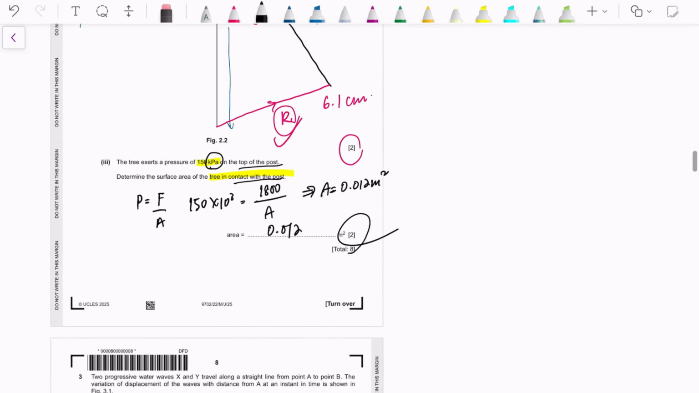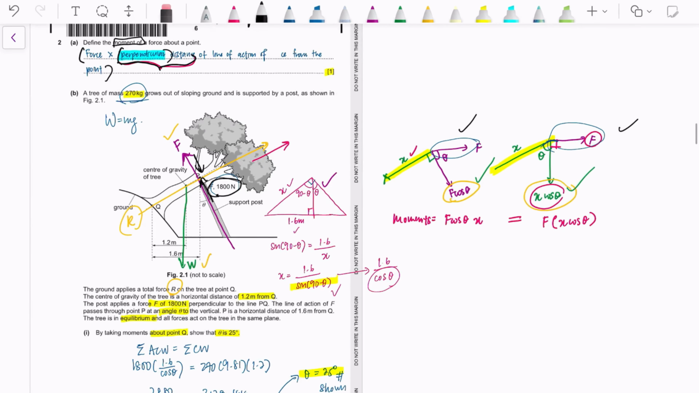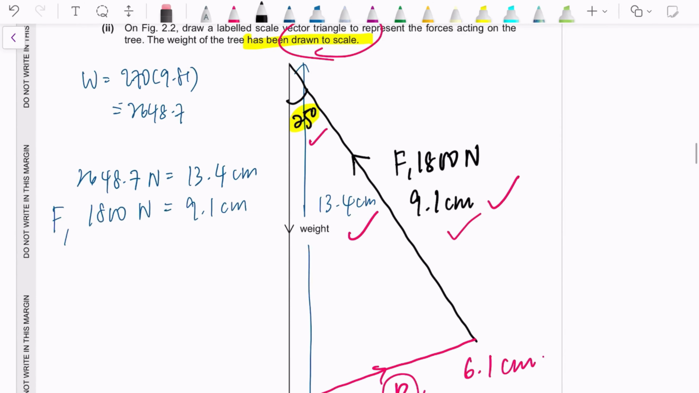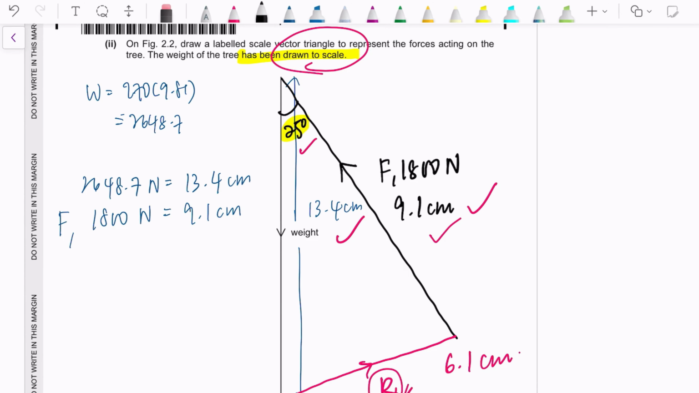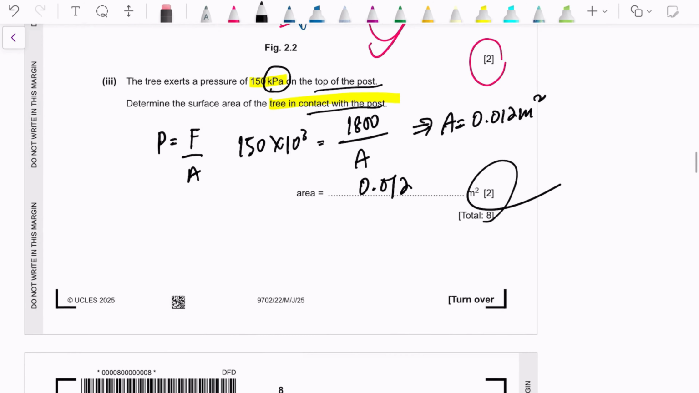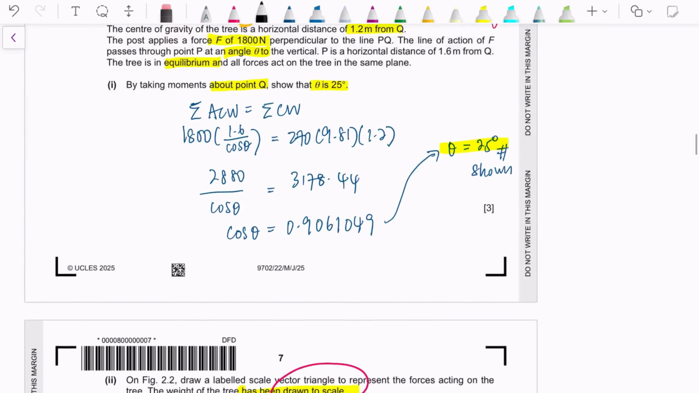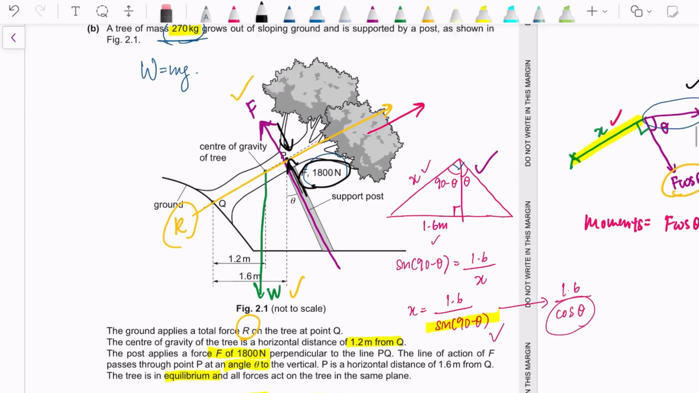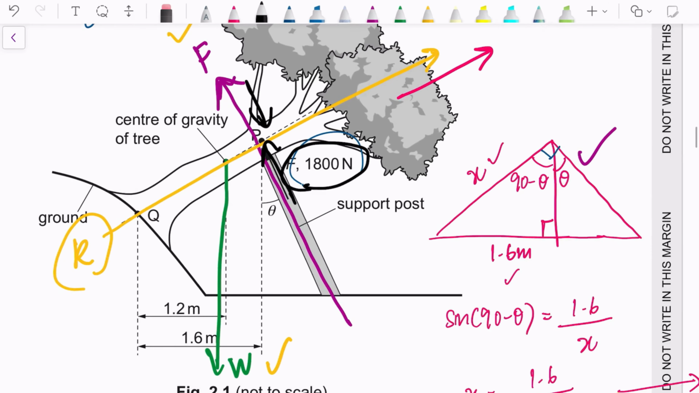3 questions, 2 about moments. So 1 about moment, the other is testing your accuracy and drawing of vector triangle. And the last one is a bit on pressure. So a few things to be aware of. I'm just going to revise through one more time. Make sure your forces, okay, is something that you have to be very careful of.